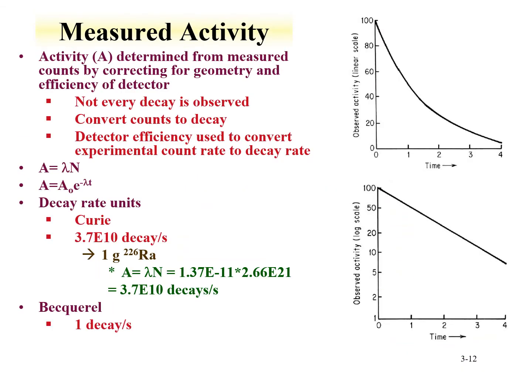Let's discuss the relationship between activity and counts. When something decays, we discuss the activity of an isotope. Activity equals lambda N. It may have an activity of 10 becquerel. So the question is, if I put that on the detector and I get 10 decays per second, how many of those are going to turn into counts? Because not every decay is observed. The detector is not 100% efficient. So we need to be able to convert counts to decay.